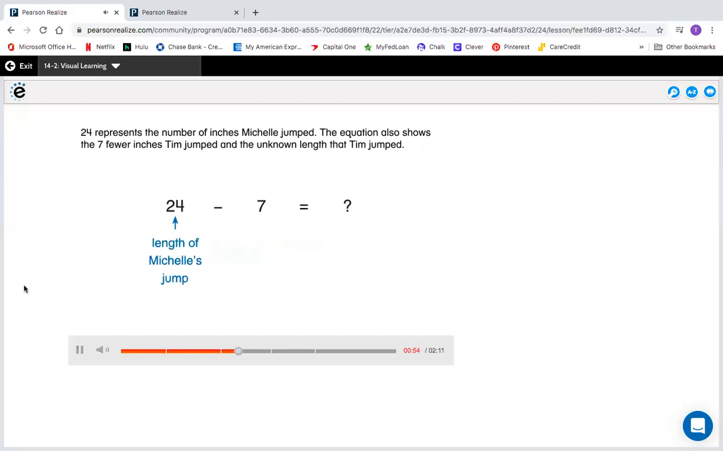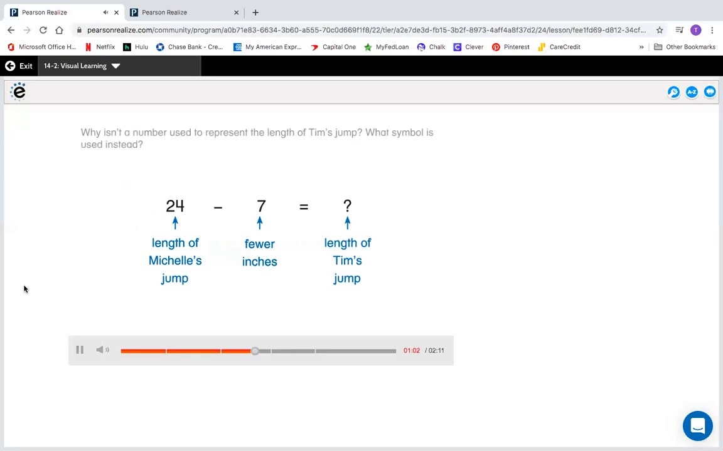The equation also shows the 7 fewer inches Tim jumped and the unknown length that Tim jumped. Why isn't a number used to represent the length of Tim's jump? What symbol is used instead? Why isn't there a number there?